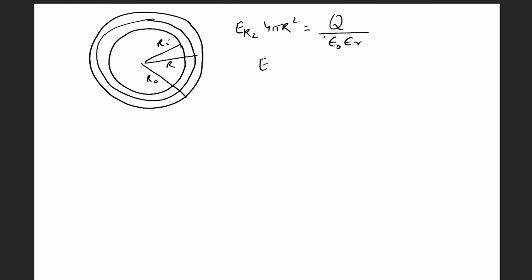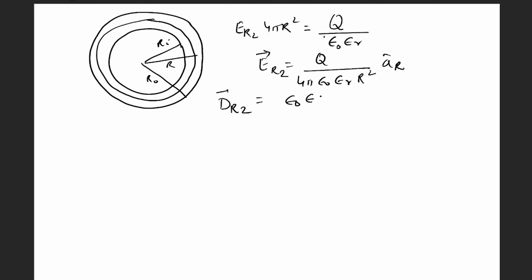We will find that E_r2 is simply q by 4 pi epsilon naught epsilon r r squared, and the direction is the radial direction. And the flux density in this region is simply epsilon naught epsilon r E_r2, and it comes out to be q by 4 pi r squared a_r.